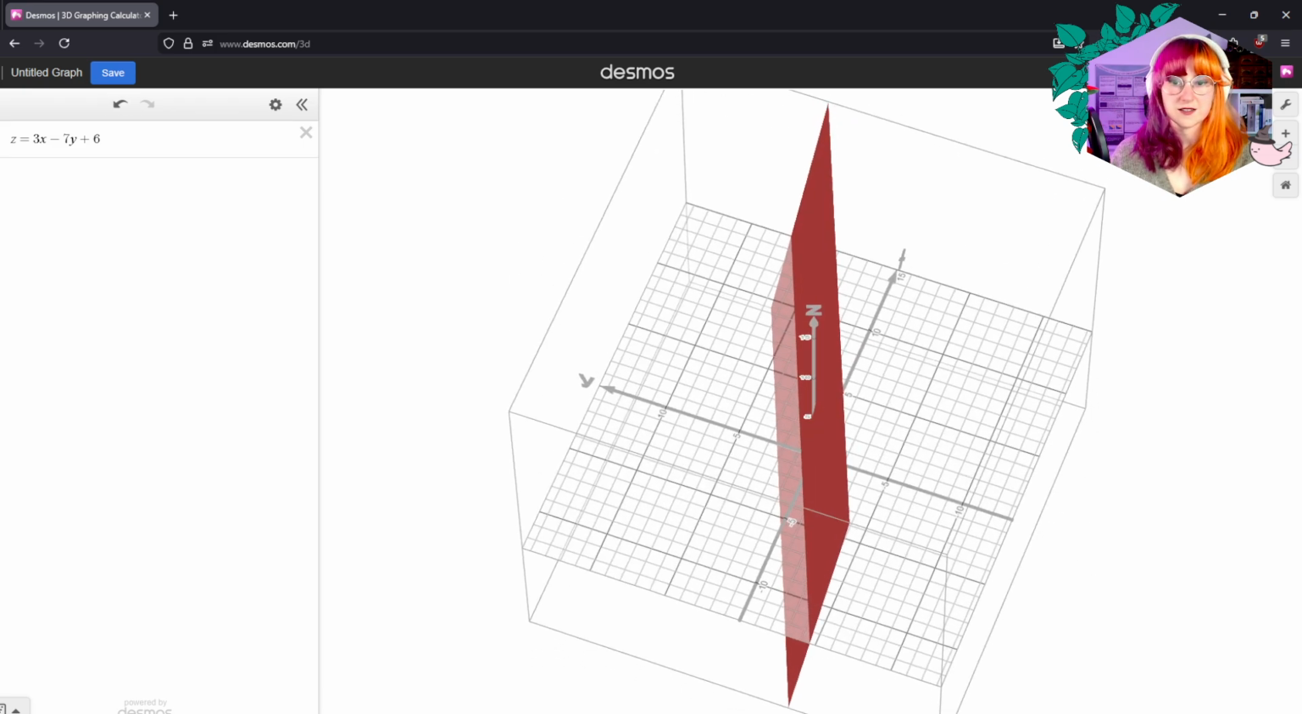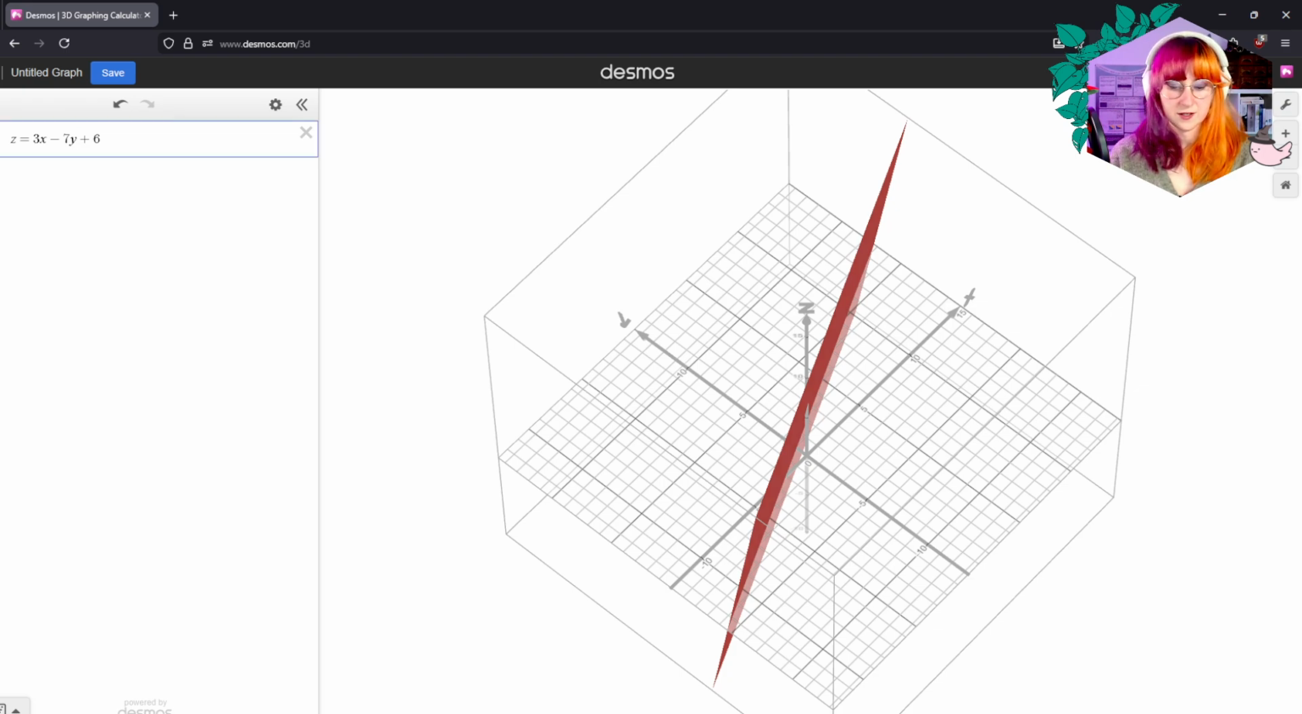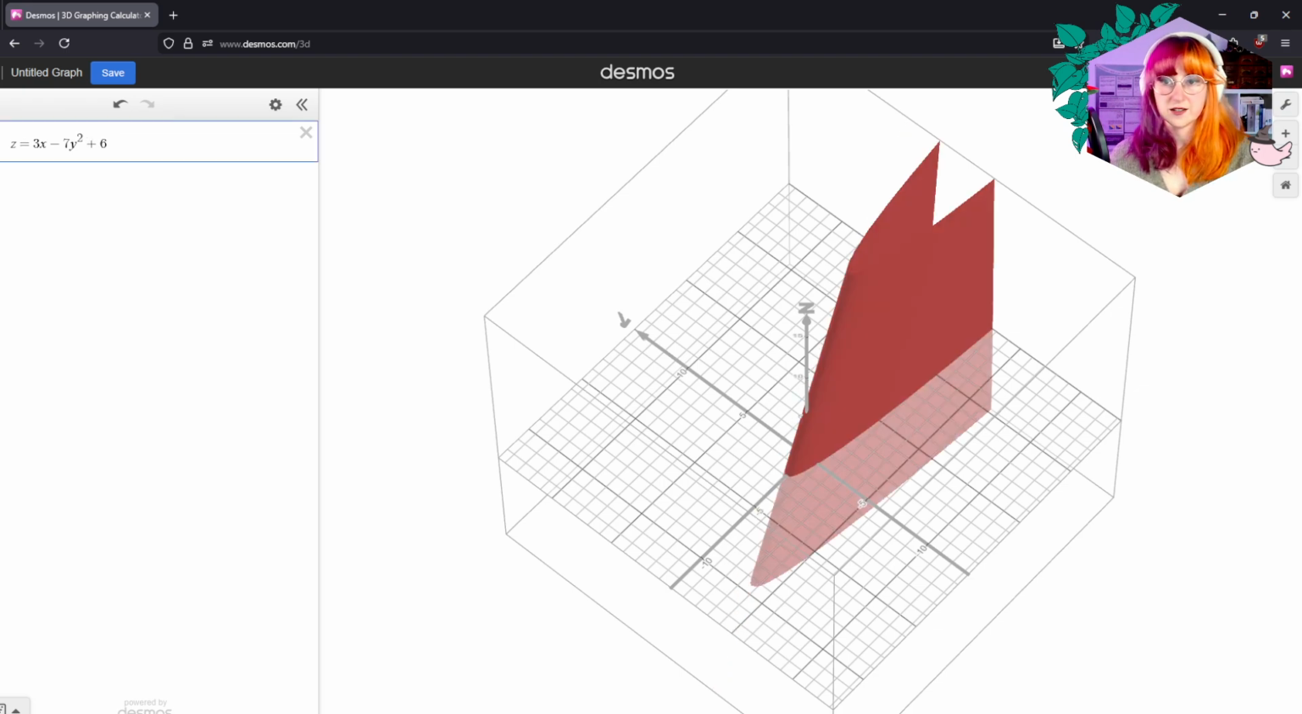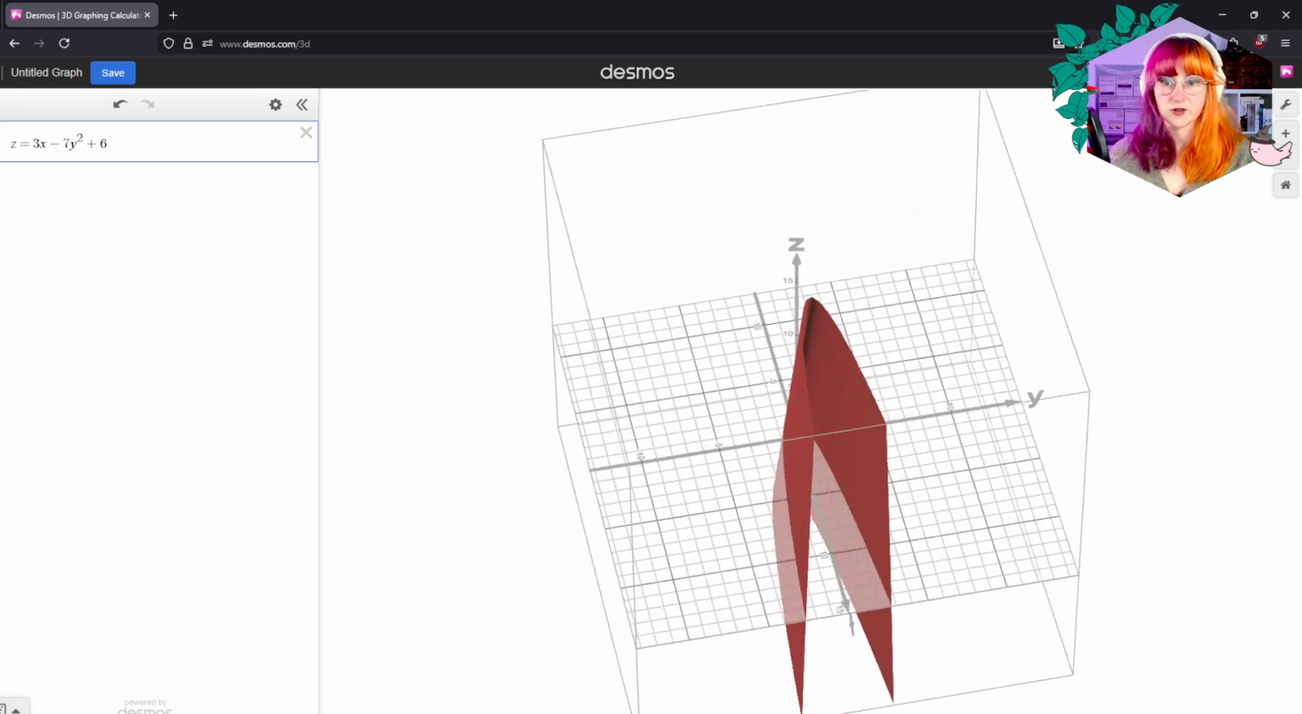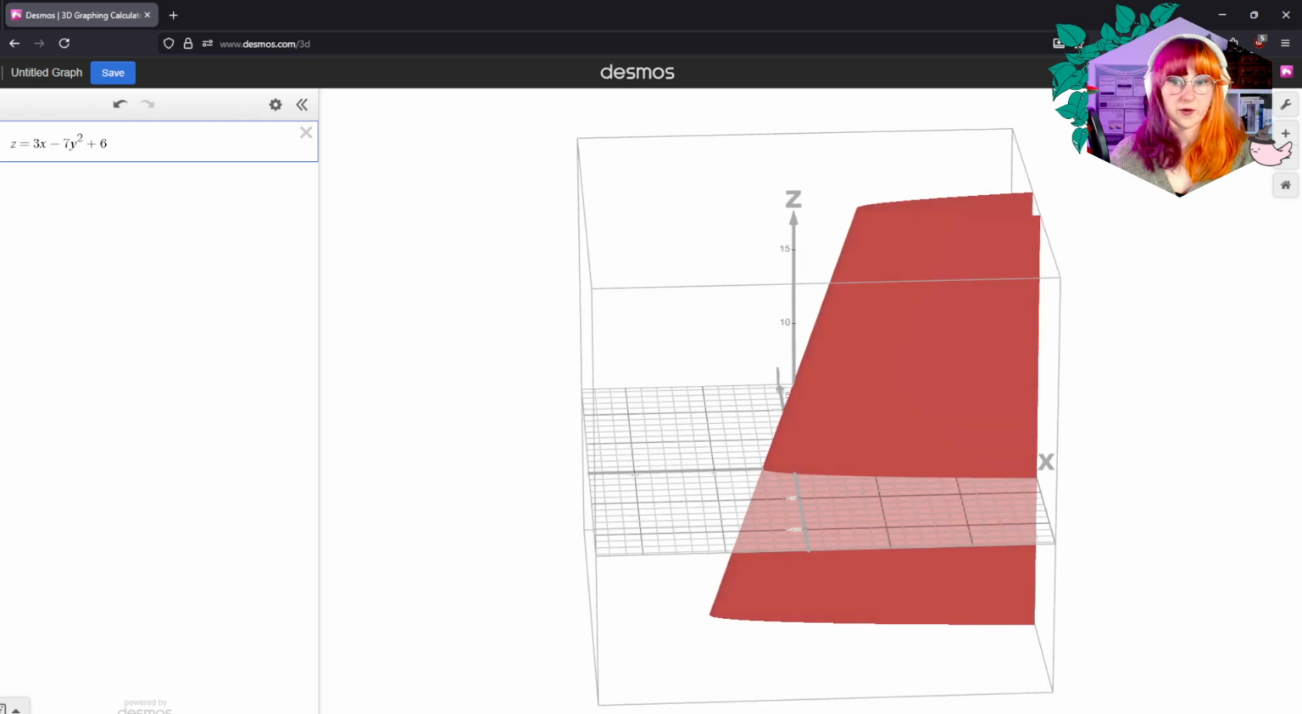So that's our 3D linear equation. If I make this nonlinear, I get way more complicated shapes going on, and we don't want to deal with that.